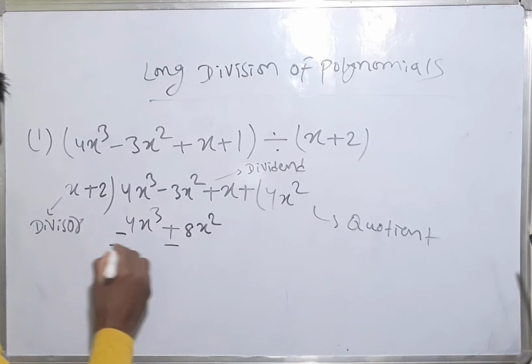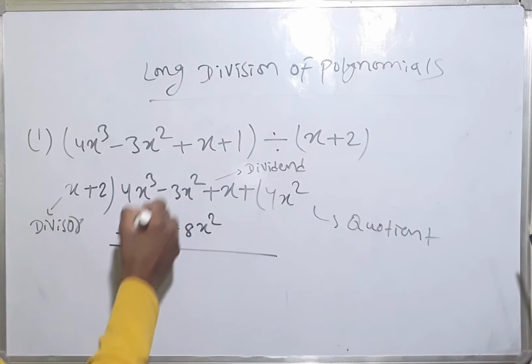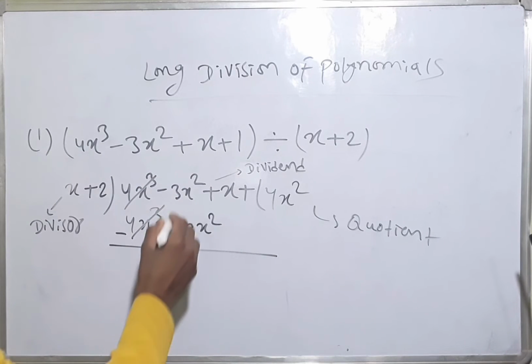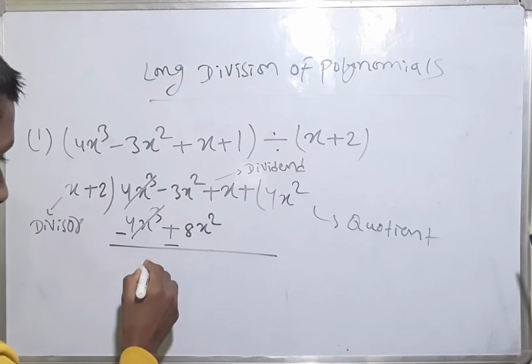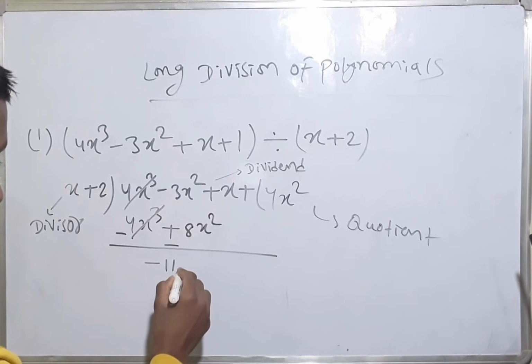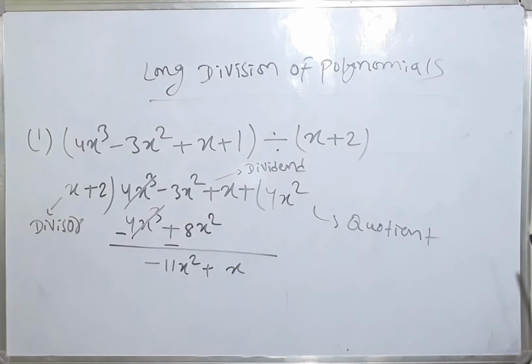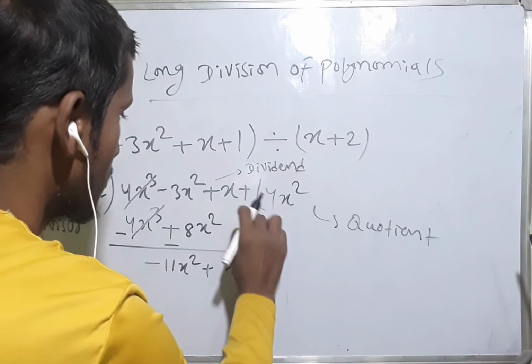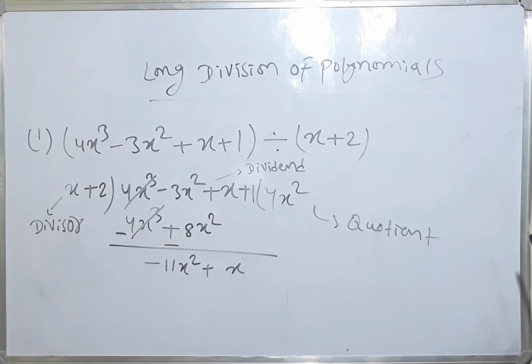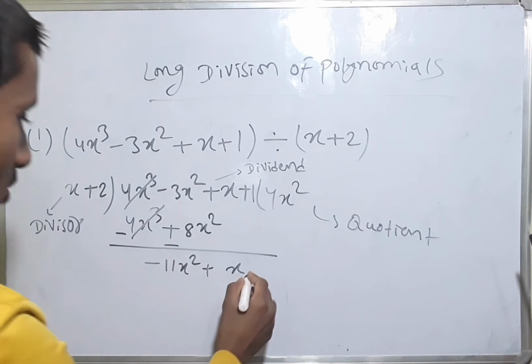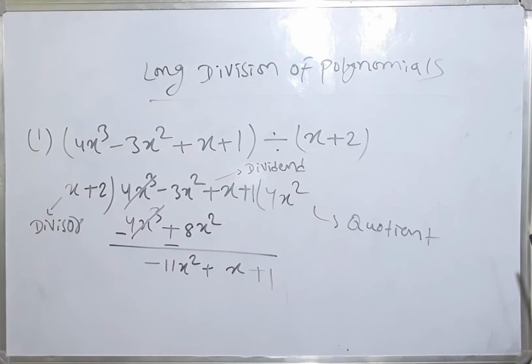Now after simplifying this, what will you get? These two will cancel out, and this will be minus here, meaning added up, so 11x squared and plus x plus 1. Sorry, there was one missing. This is what I was thinking. So this one here, 1.